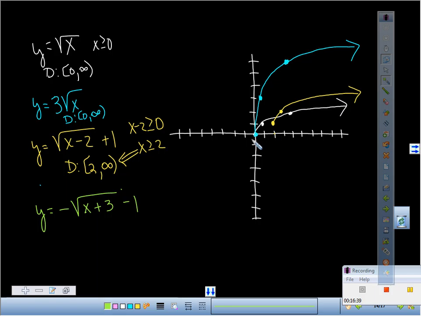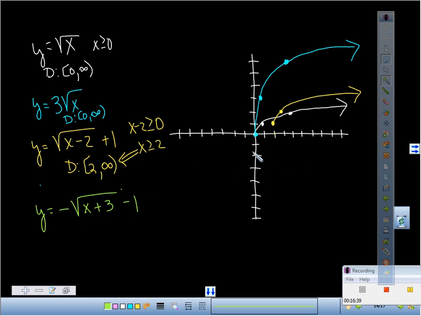Flipped him or reflected him over what? The x-axis, okay? If he's on the y, he reflects him over the x-axis. So now instead of going like this, he's just going like this. He's that bottom half of that parabola, right? Okay, so he's going down like this.